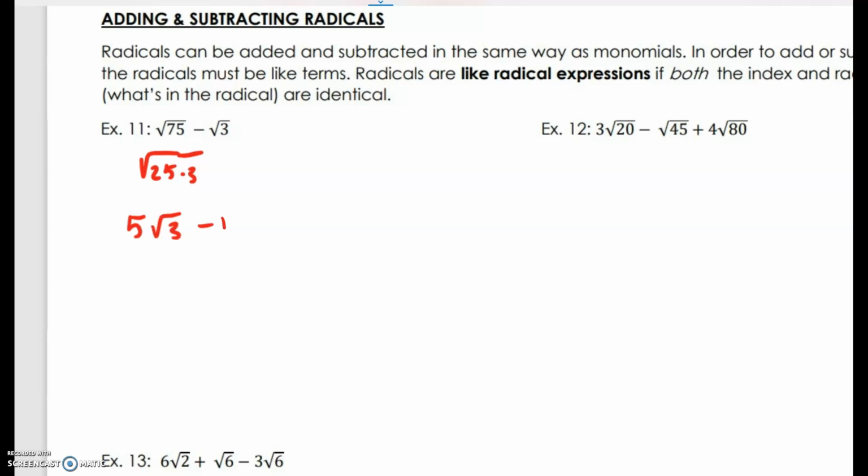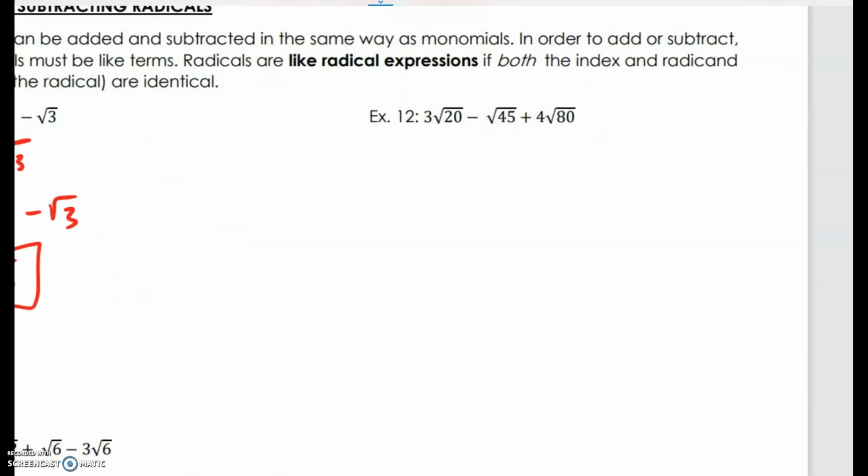And we still have our minus radical 3 from the back end here. So we got 5 radical 3 minus 1 radical 3. Well, that's 4 radical 3. So you see how we would just subtract those like they were variables. 4 radical 3. All right, let's move on to number 12.